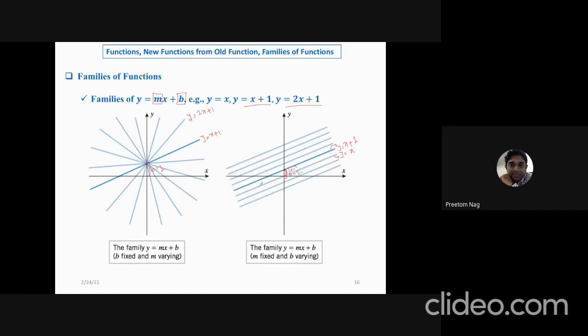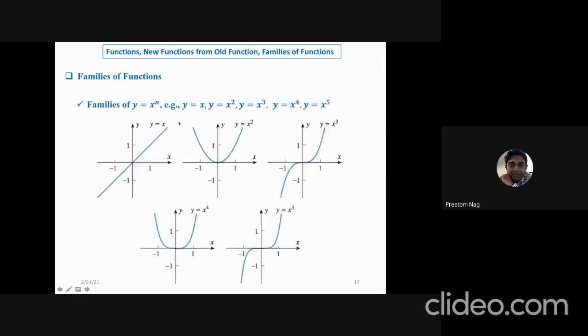So that's why these are what we call the families of functions. That means if I fix b and vary m, then the same line will rotate, or if I fix m and vary b, then the same line will shift along the y direction. Okay?